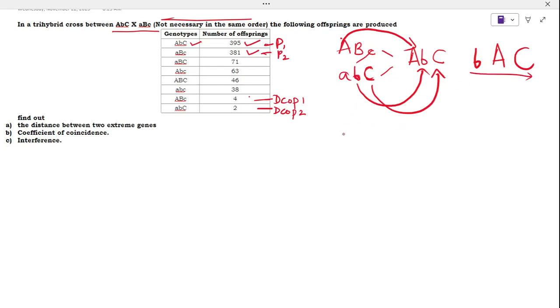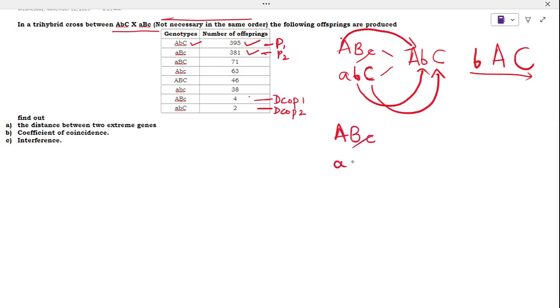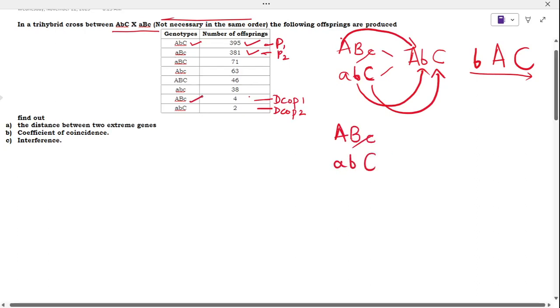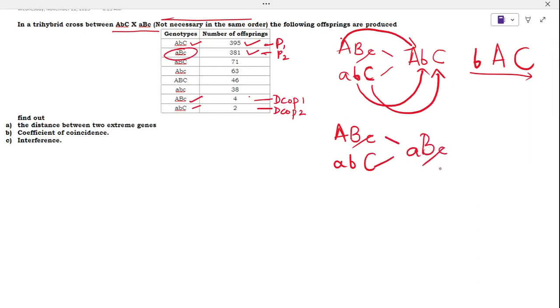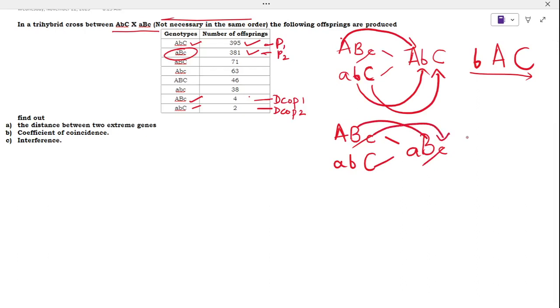To recheck that, again we'll compare it with one more double crossing over product. We'll write double crossing over product once again here, capital A, capital B, capital C, small a, small b, capital C. So these are the two double crossing over products we wrote, and we compare with one more parent here, small a, capital B, and small c is given here. Find out the extreme genes here. They will be segregated together here. As I said earlier, B and small c are segregated together, right? Definitely capital B and small c will be segregated together. Because of that, they are extreme genes.